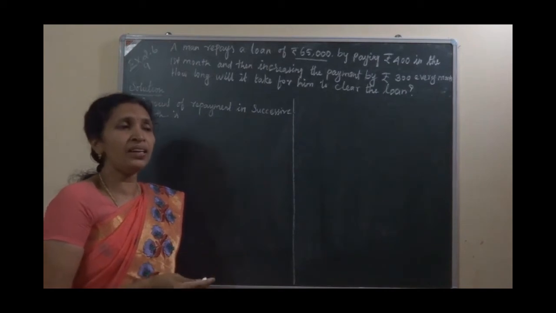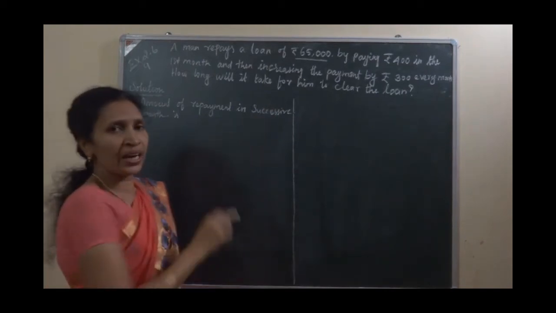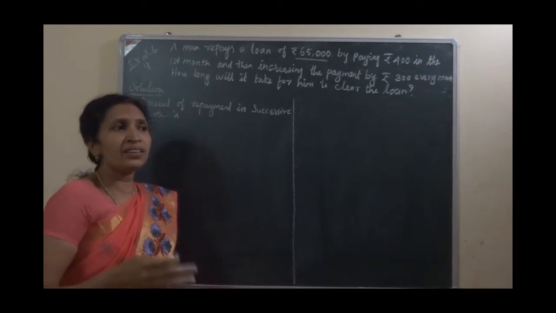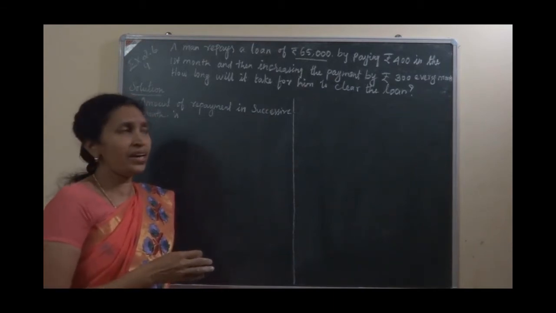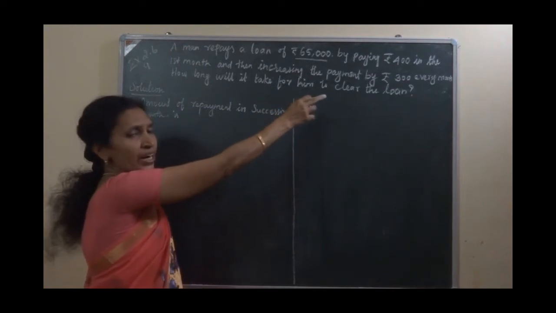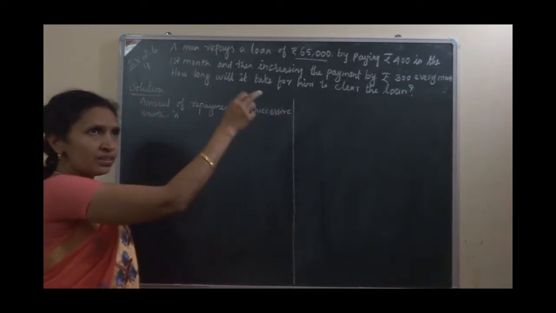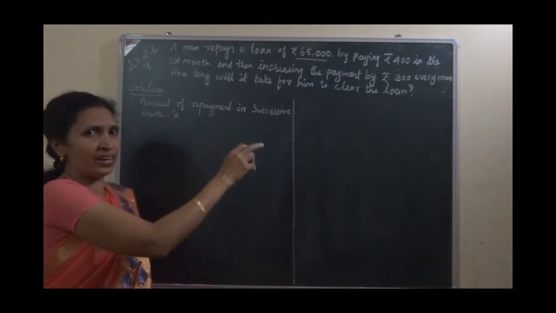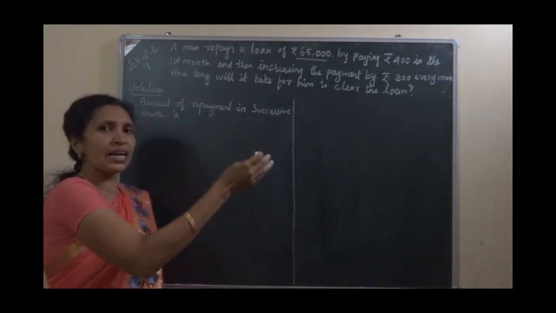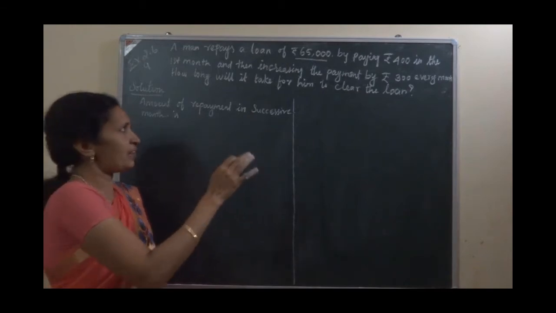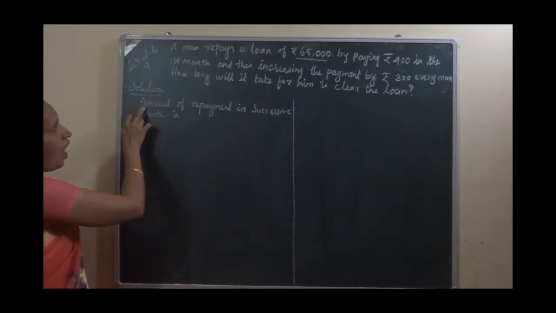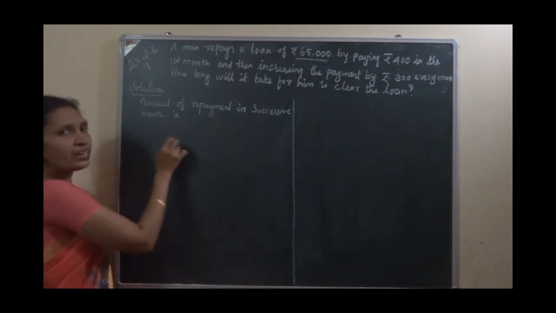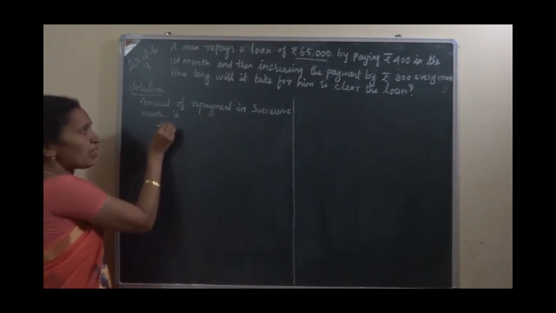How is he paying? First month rupees 400, and every other month he is increasing by 300 rupees. So first month 400 means next month he has to pay 400 plus 300, that is 700. Then 700 plus 300, 1,000. It will go like this, right? So solution: the amount of repaying in successive months is, how will you write? 400, first month 400.